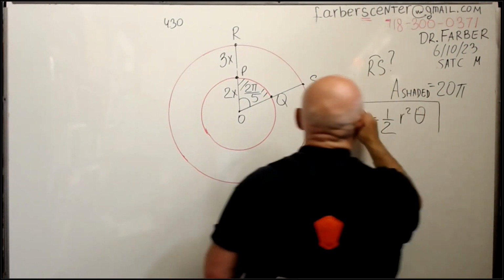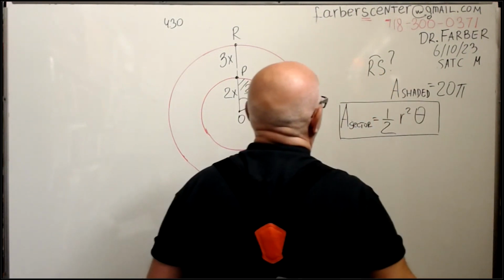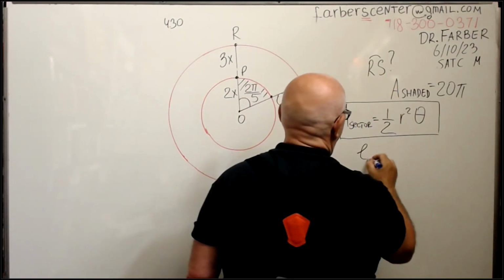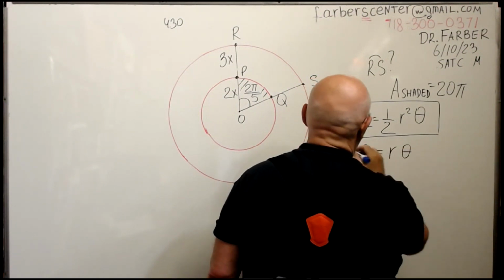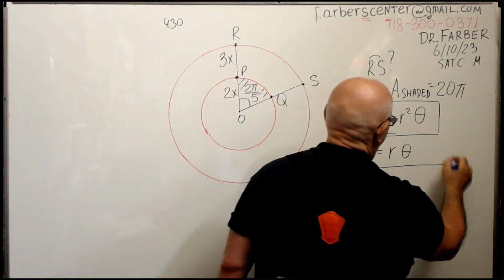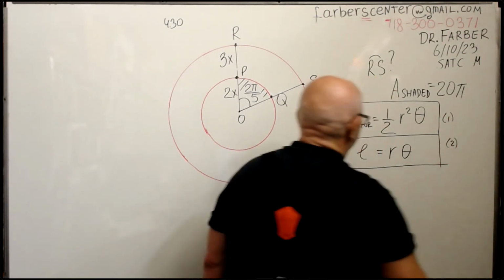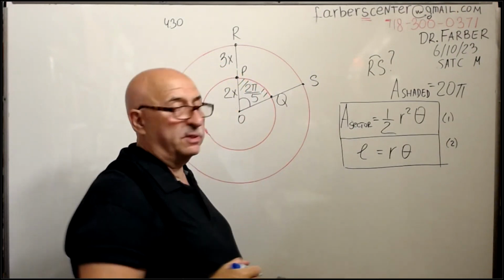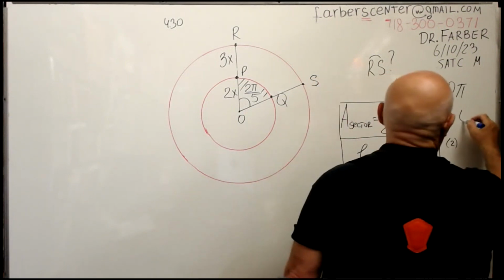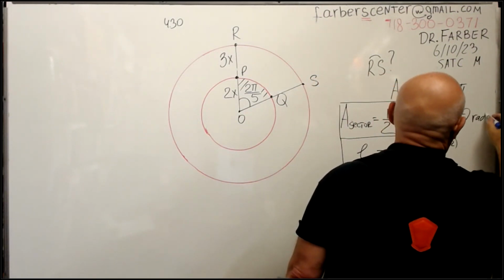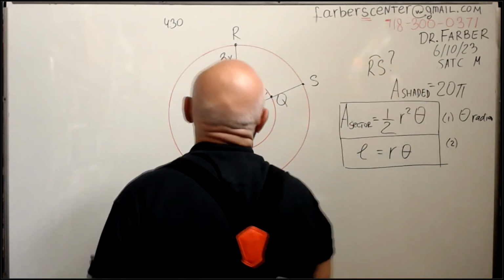Put it in the frame. You have to know actually two formulas. And length of arc equals r theta. These two formulas are extremely important for SAT. This is 1 and this is 2. But theta must be in radians, not degrees. Theta in radians. So let's apply this formula a couple of times.